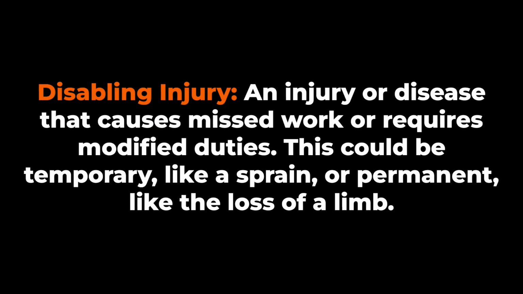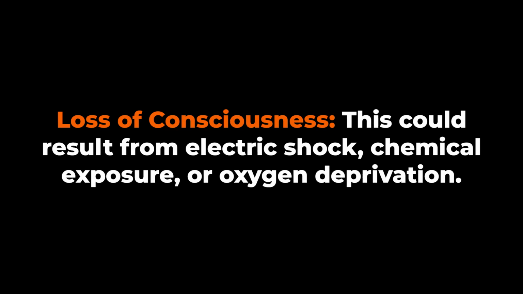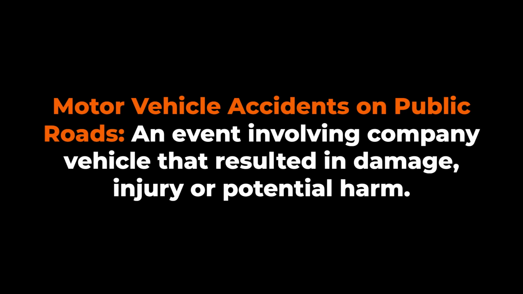According to ESDC, hazardous occurrences can include minor injury, an injury or disease that needs medical treatment but doesn't disable the worker. Disabling injury, an injury or disease that causes missed work or requires modified duties. This could be temporary like a sprain or permanent like the loss of a limb. Loss of consciousness. This could result from electric shock, chemical exposure, or oxygen deprivation. Rescue and emergency procedures. Situations that require emergency actions, such as dealing with a hazardous spill, bomb threat, or violence prevention. Motor vehicle accidents on public roads. Event involving company vehicle that resulted in damage, injury, or potential harm.